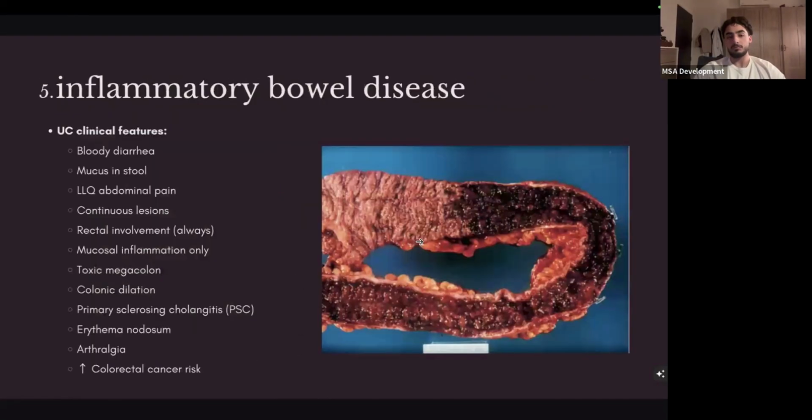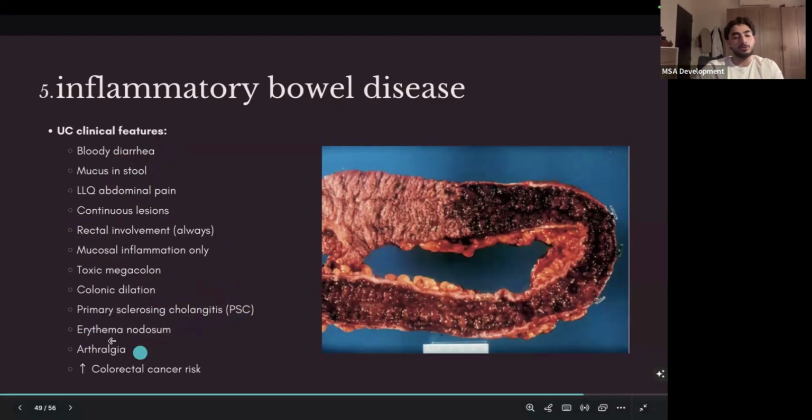So again, this is a manifestation of the toxic megacolon there. You can see the friable mucosa here because of the ulcerative colitis. A few clinical features are the bloody diarrhea. You're going to get mucus in stool. Left lower quadrant abdominal pain because there's always rectal involvement. Continuous lesions. Continuous inflammation. Rectal involvement always. Mucosal inflammation only. Megacolon dilation. PSC, which we mentioned before, and you'll learn more about it soon. Erythema nodosum, arthralgias, and increased risk of cancer.